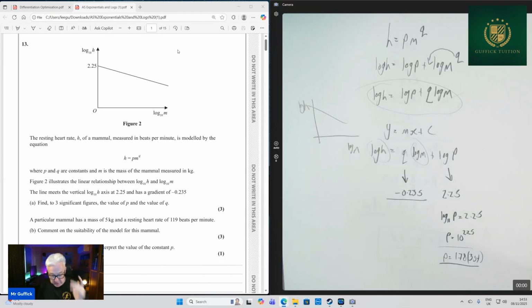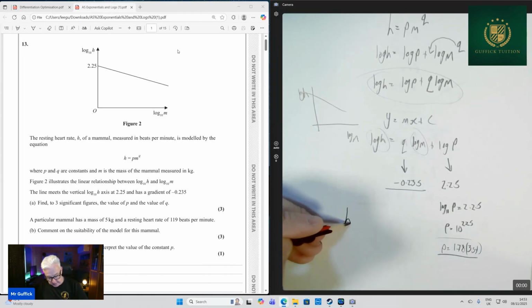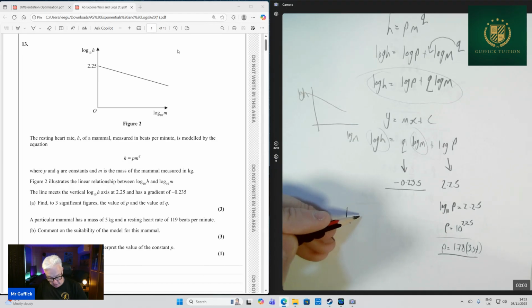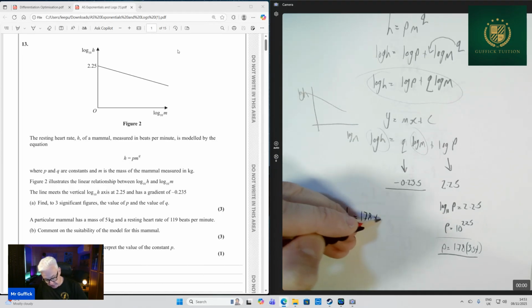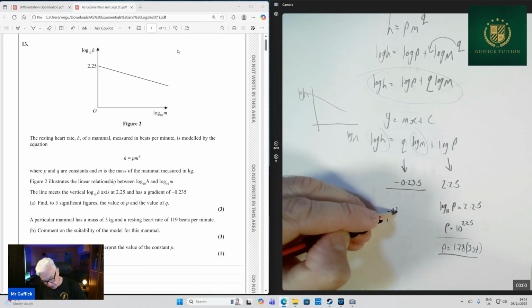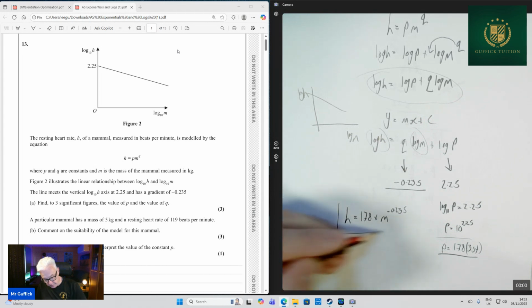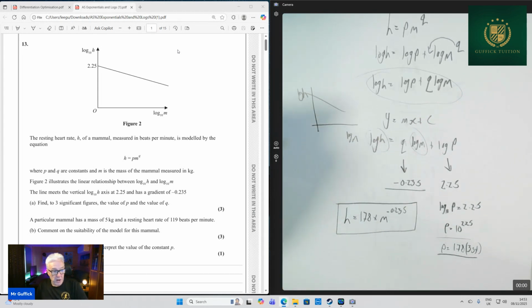Now, this next bit, which means that our model, by the way, is that H is equal to 178 times M to the minus 0.235. That's our complete model. Now, part B, this bit gets people. People often don't know what to do for this bit. It says a particular mammal has a mass of 5 kilograms and a resting heart rate of 119 beats per minute. It says comment on the suitability of the model.